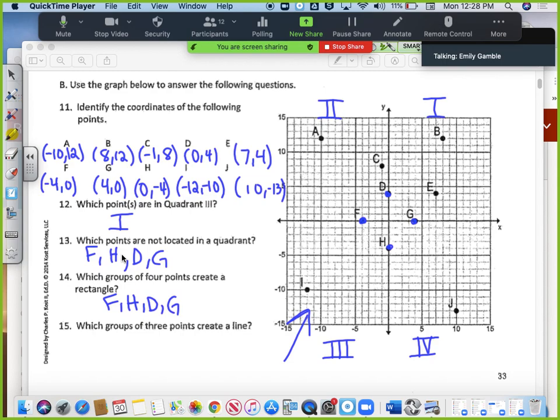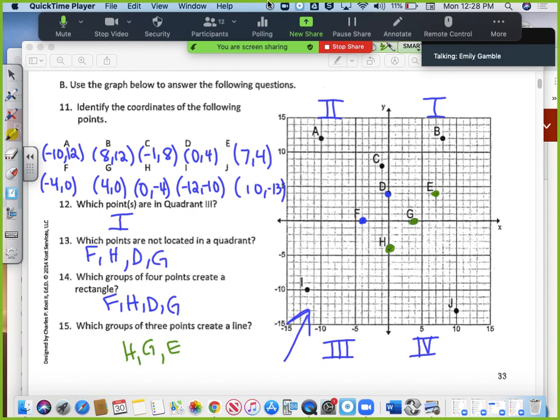Is it B, D, F? H, G, E. B, D, F. No, it's not that either, I don't think. So is it H, G, E? Yeah. Yeah, it's H, G, E. These 3 points here create a line. To get from one point to the next, you would do the same exact thing. It's called slope. We'll learn about that later. But it's H, G, and E.